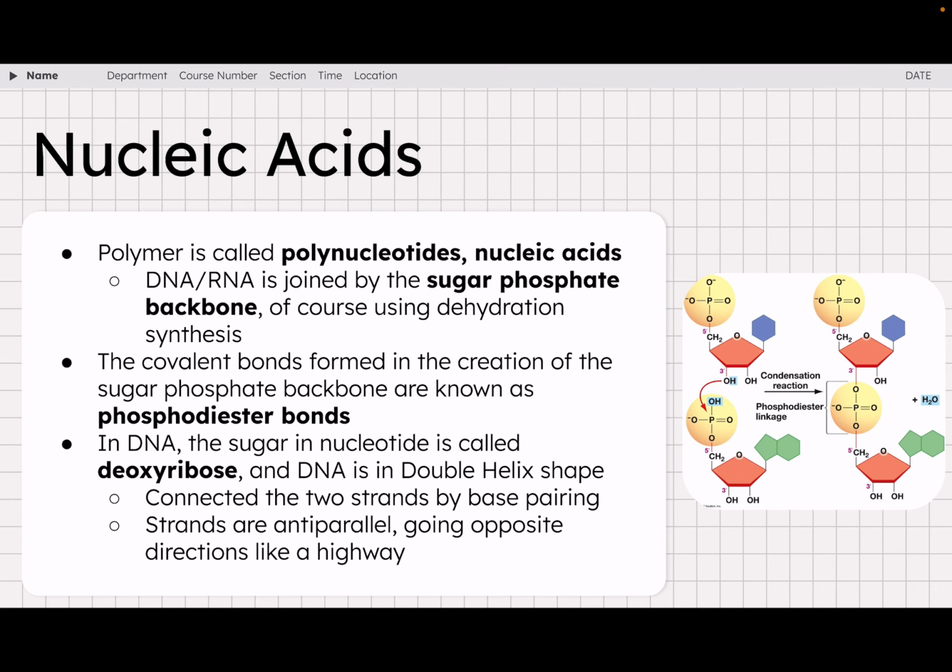And the strands are anti-parallel. So basically, one strand goes one way and the other strand goes the opposite direction. So one goes north, one goes south, just like a highway. And we describe it as one strand going from 5 carbon to 3 carbon, and the other strand going from 3 carbon to 5 carbon. You don't need to worry about that too much, though.